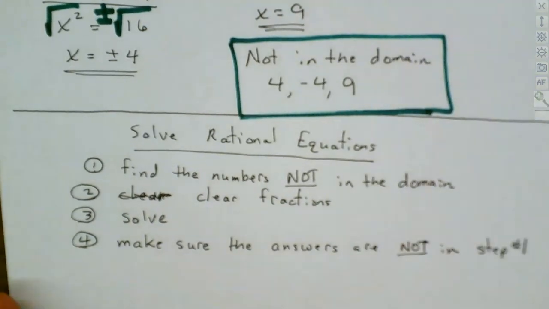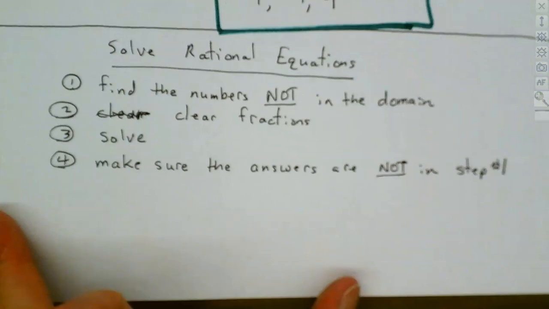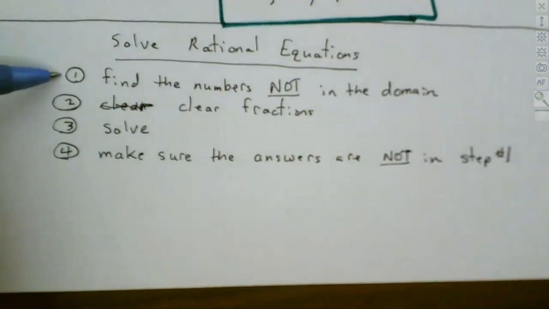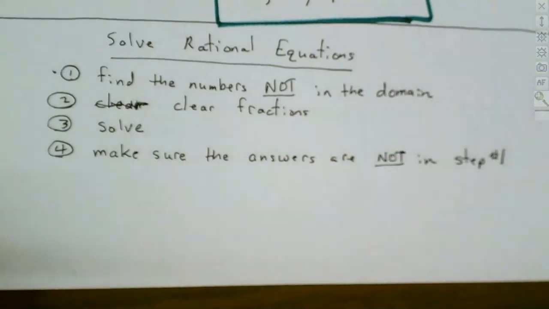So this is our procedure. Find the numbers that don't work, clear the fractions, solve it, and make sure our answers are not in this step. Because if they are, then it has no solution. If they all don't work, well, you might be able to just have 1 instead of the 2.